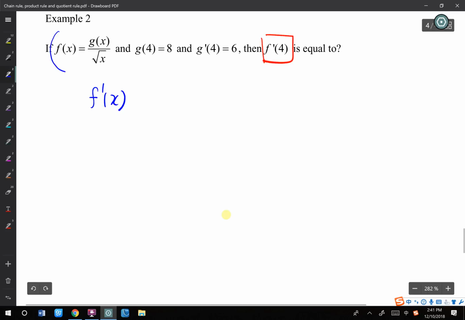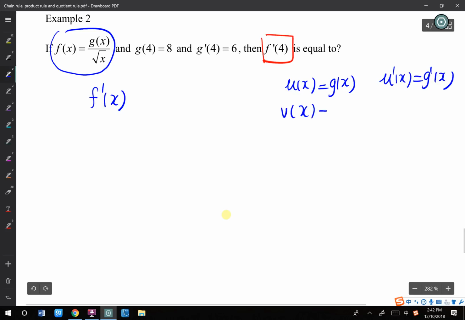Okay, so in this f(x), what's the u(x)? g(x). Then what's the u dash x? Yep, g dash x. What's the v(x)? Root x. So what's the derivative of root x? Half x to the power of negative half. How can I rearrange it to make it a positive power? 1 over 2 root x. Okay, this is the v dash x, 1 over 2 root x.